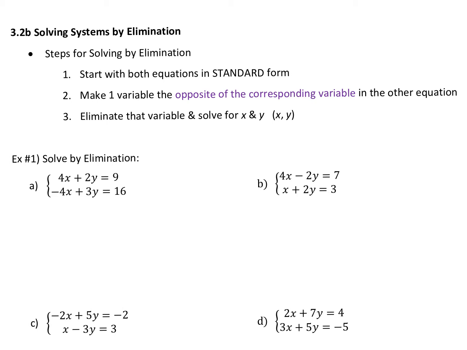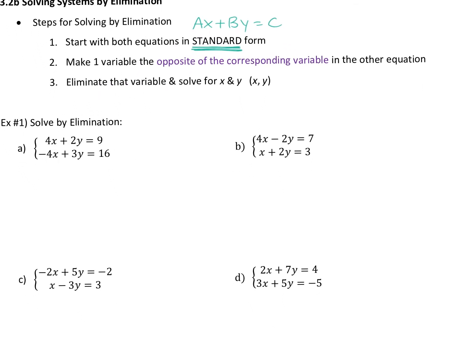Okay, elimination. There's 3 steps when you're solving problems with elimination. The first is you need to start with both equations in standard form. The majority of the time, that will be done for you. Not always, but a lot of the time, it's already in standard form when you're doing elimination problems. Do you remember standard form? Yes. Ax plus By equals C, right? We want a constant by itself, okay?